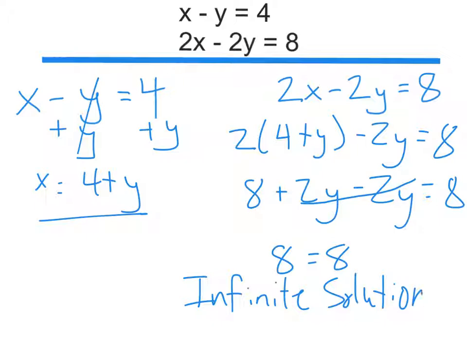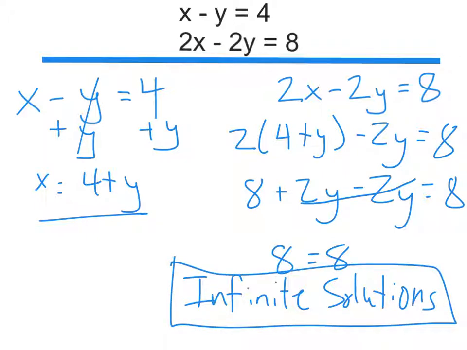Okay, so remember there are three things that can happen when you solve a system of equations. You can get one solution, infinite solutions, or no solutions. This is how you figure out if it's infinite. If it was something like 8 equals 9, something not true, remember that would mean it's no solution.